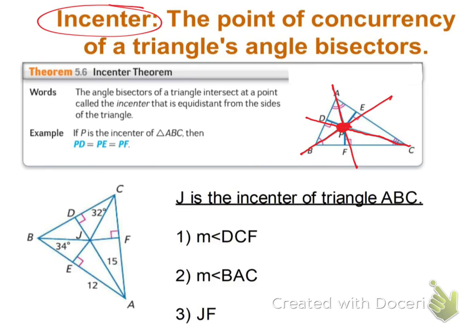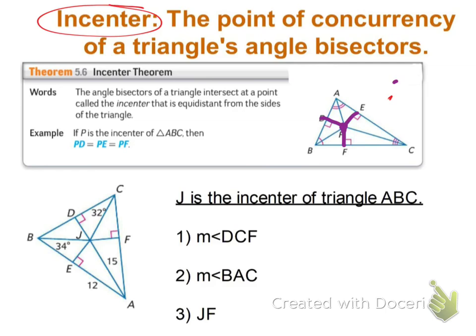Here is what's super important about that. If P is the incenter, then what you know is PD is equal to PE is equal to PF. So those distances to the sides where they're 90 degrees are going to be congruent. In the whole realm of geometry, that's not the most important thing you're ever going to learn, but it is something you need to know about the incenter.